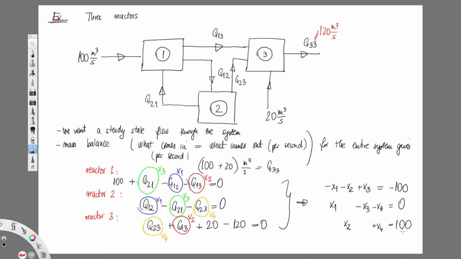Will this system be fully determined? I have 3 equations. I have 4 unknowns. No. Actually, it turns out, let's sum up. If I sum up the first 2, I'm going to have minus x2 minus x4 is minus 100, which is the negative version of this. Okay? So it's actually only 2 equations here are independent. So I'm going to have 2 free parameters.